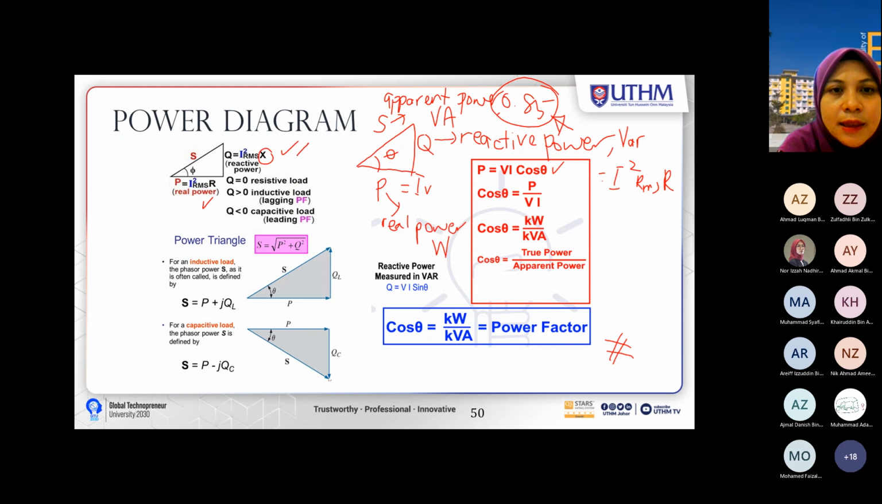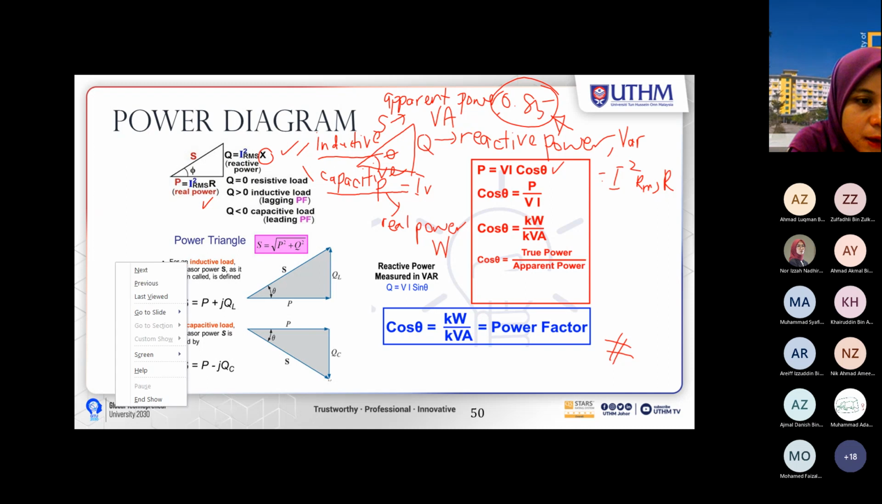X ni sebab kita ada induktif dengan apa load kita? Kapasitif kan. Kalau induktif lebih kepada motor, macam motor, relay, transformer, semua tu adalah induktif load. Tapi kita ada juga capacitive load, contoh macam saya kata tadi cap bank nak betulkan power factor and so on lah.